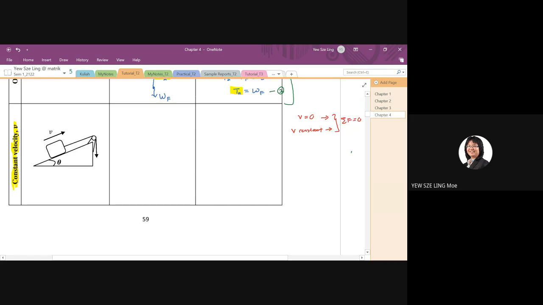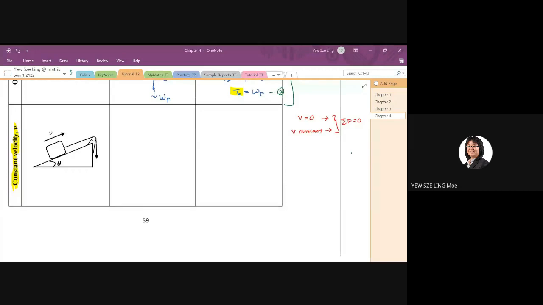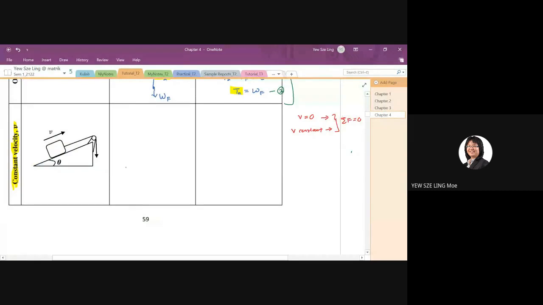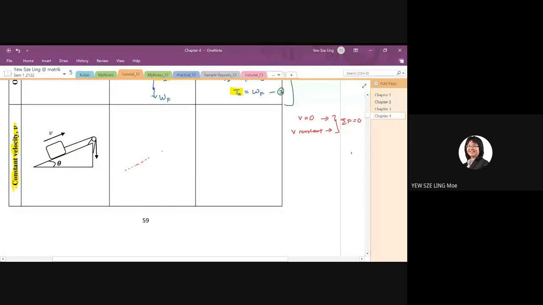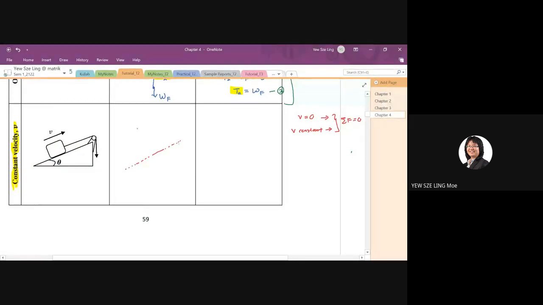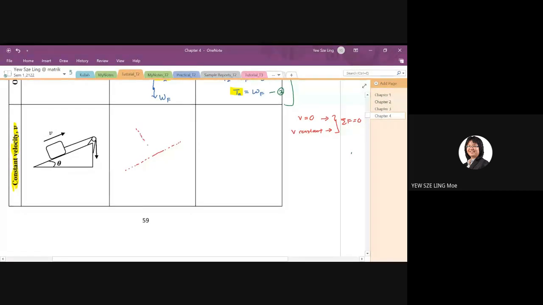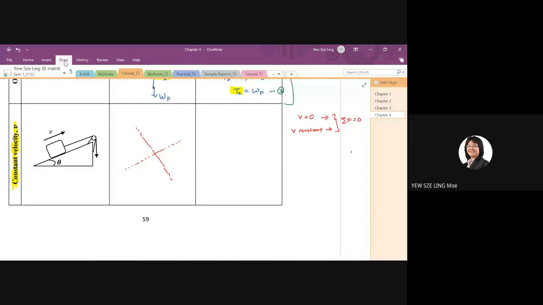Okay, so now we still have a constant velocity. So how to sketch the diagram? When it comes to these types of questions, let's check. Your friends gave me an XY plane. The X axis is along the inclined surface, and Y is perpendicular to the inclined surface. That is good, so you got the first diagram correct already.